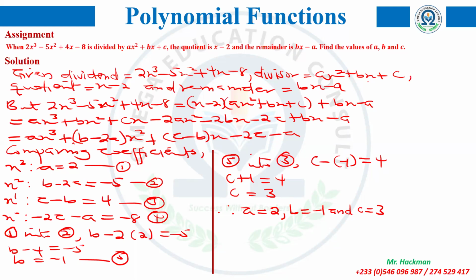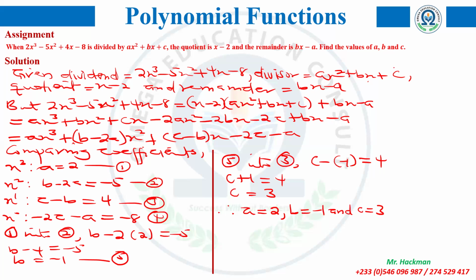Our task here is to go through the solution to the assignment that was given in the previous lesson. As you can see on your screens, the assignment is exactly what we have here. When this polynomial 2x cubed minus 5x squared plus 4x minus 8 is divided by ax squared plus bx plus c, the quotient is x minus 2 and the remainder is bx minus a. Find the values of a, b, and c.